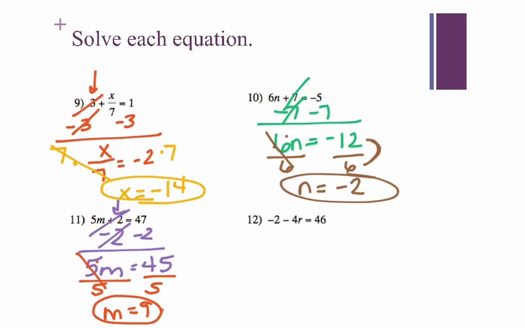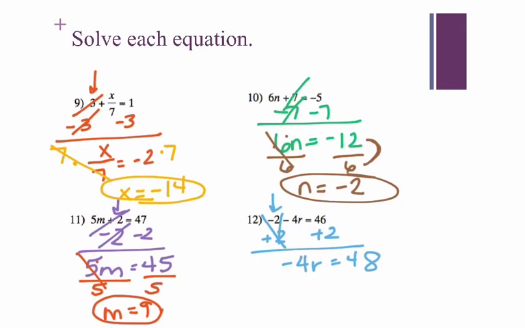So our value for m there is 9. And the last one here. We have a negative 2 out front. That's our numeric value. So the inverse of negative 2 would be a positive 2. So we're going to add 2 to both sides. Therefore, that would simplify to 0. We still have negative 4r. Now, 46 plus 2 is 48.